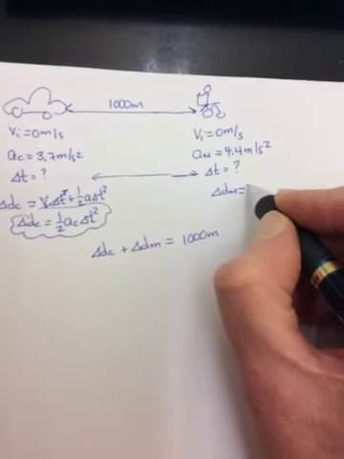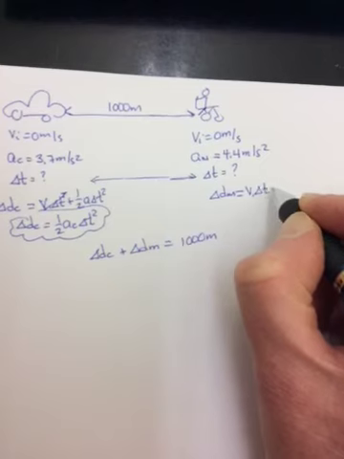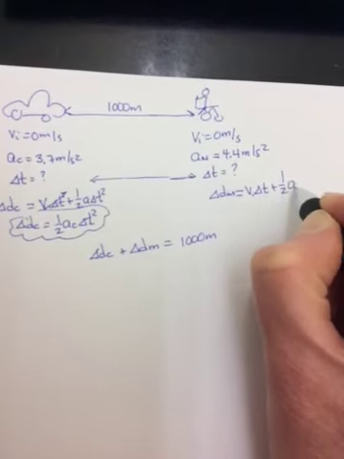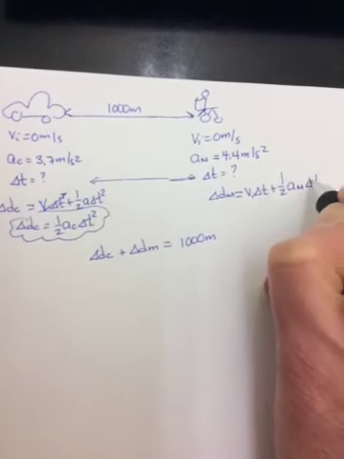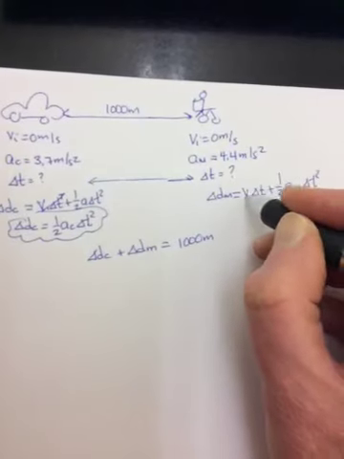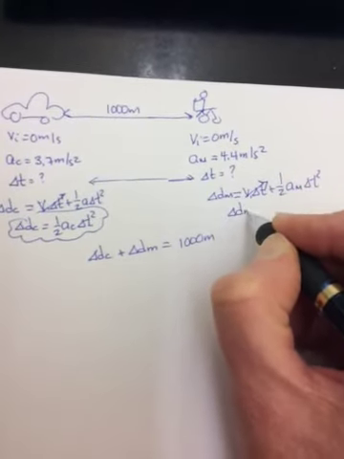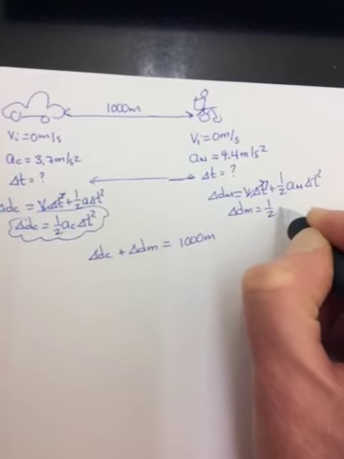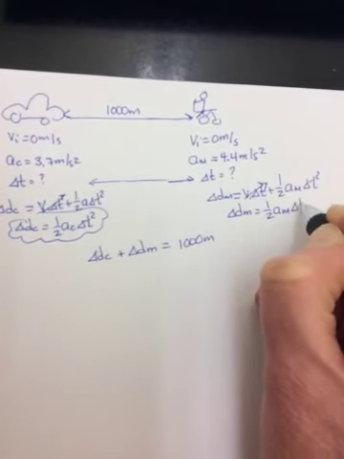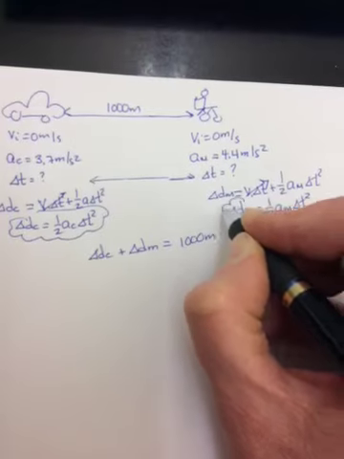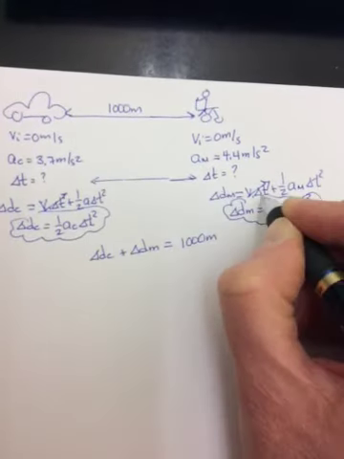So we go over to delta D of the motorcycle and we do exactly the same thing. Its delta D is going to be VI delta T plus 1/2 A delta T squared for the motorcycle. The VI is still 0 for the motorcycle. So this will be 1/2 A of the motorcycle delta T squared. But again, we can't solve this equation.